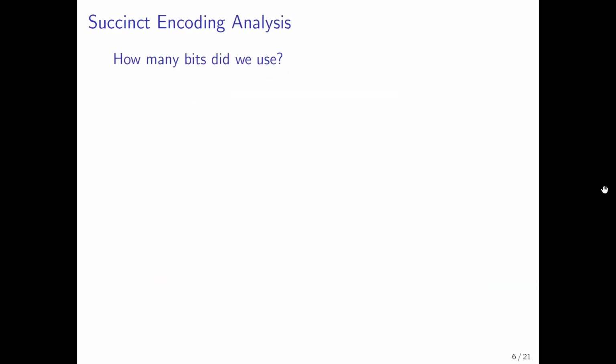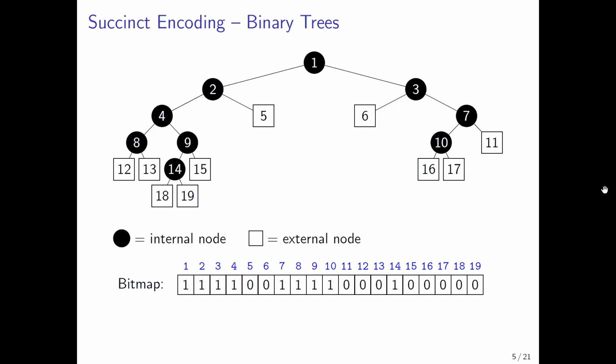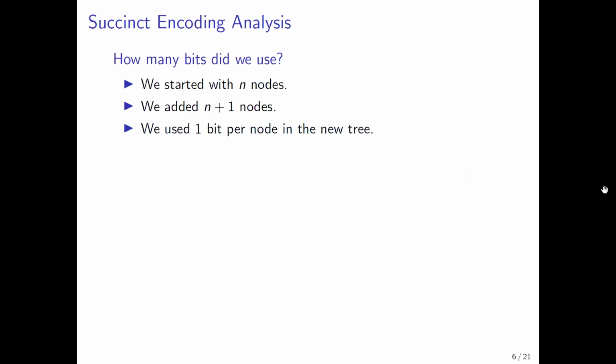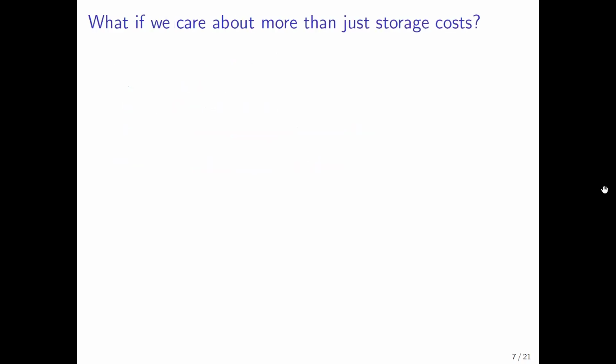So in this case, we want to know, is this actually a succinct encoding? So we want to know how many bits do we use here. So we started with n nodes. We added n plus 1 additional nodes, and we used 1 bit per node in the new tree. So we used 2n plus 1 bits. So this is a succinct encoding.